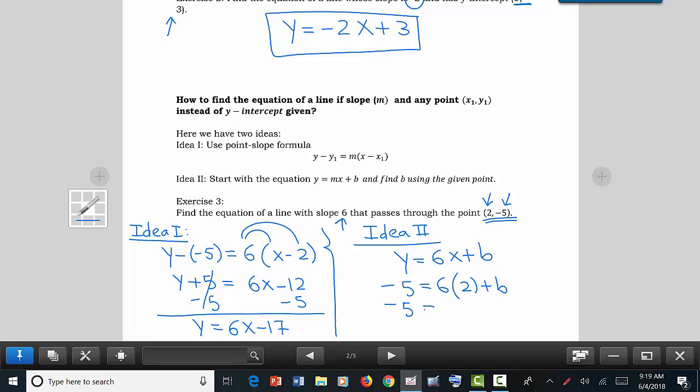Negative 5 equals, this is 12 plus b. Subtract 12 from both sides to get b equals negative 17. And if we get b equals negative 17, the value for b, we just plug back. So if you plug back, y equals 6x minus 17. So this is the shortcut idea. Especially it will be useful if you don't want to remember the formula.